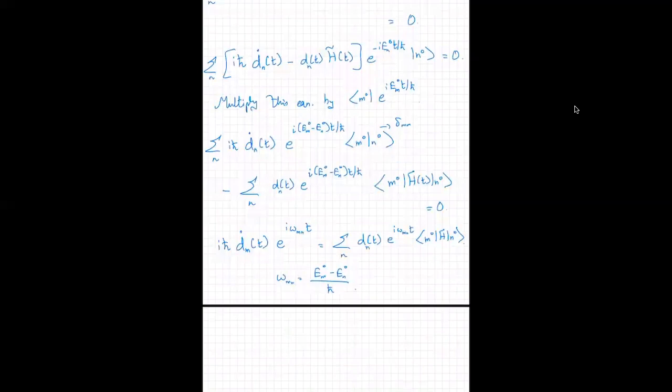Sir, on the left hand side, you have e to the power i omega_mn t, but when you use this delta function, won't your n naught and m naught become equal? So that exponential term will vanish. Yes, you're absolutely right. Thank you. Very good. So I will not have this on the left: iħ d_m dot of t equals this. That is a differential equation. Any other questions or comments?